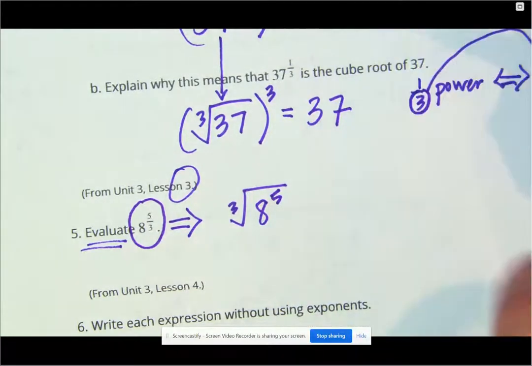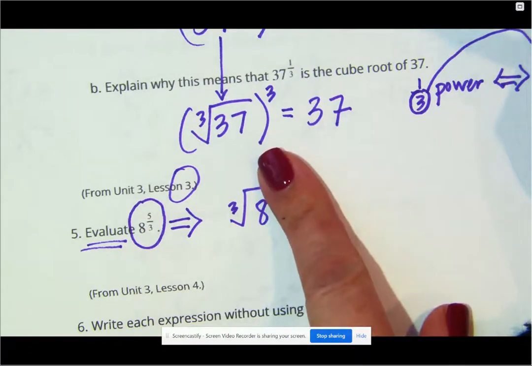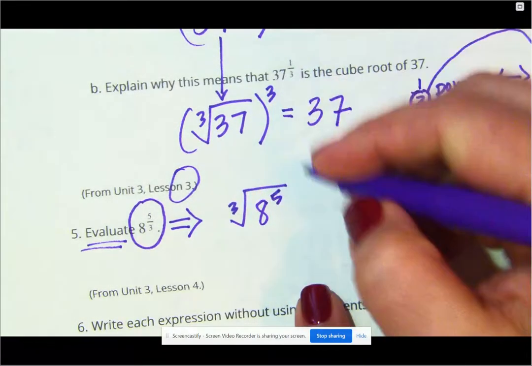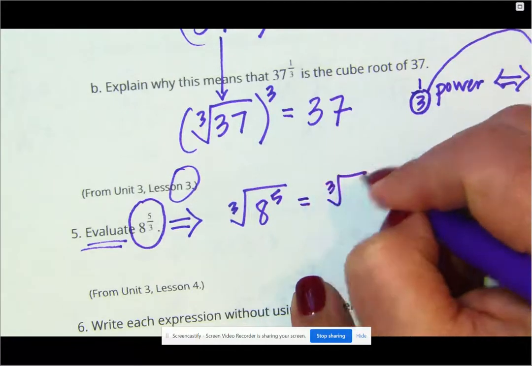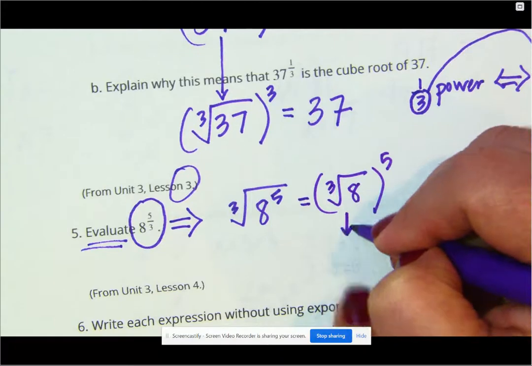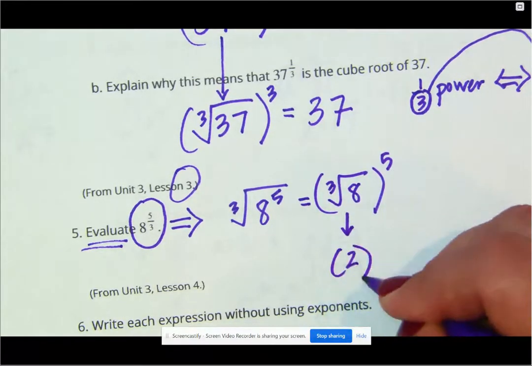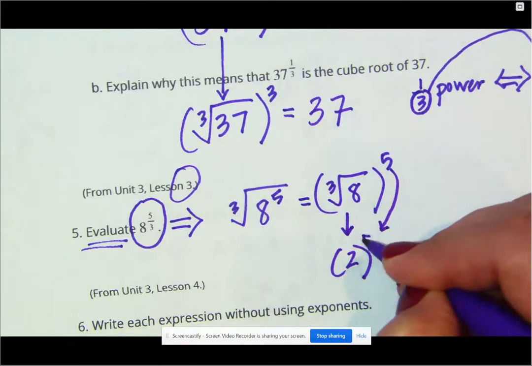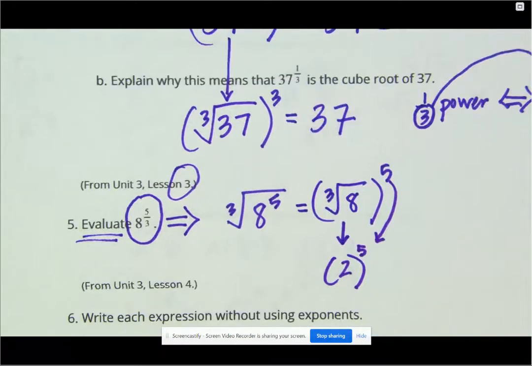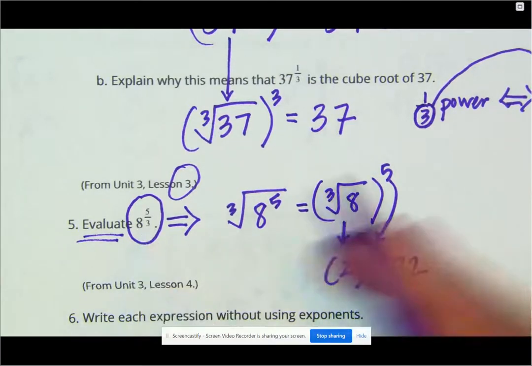So now I don't want to do 8 to the 5th. That's huge. I'm going to do this part first. I'm going to do the cube root of 8. So I'm going to rewrite this like this, just so you can understand. I'm going to do this first. Well, what's the cube root of 8? That's actually just 2. Now raise 2 to the 5th power. I can do that myself. 2 times 2 is 4. 4 times 2 is 8. 8 times 2 is 16. 16 times 2 is 32. Now, if you type this into a calculator, guess what you get? 32.